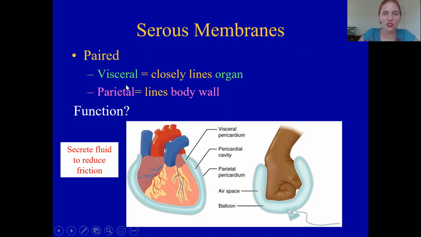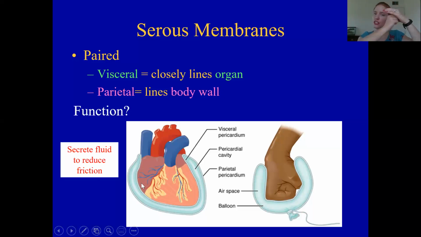Okay, so notice that they're paired. There's two of them. You have one that's called visceral, that closely lines the organ itself. And what I mean by that is it's stuck right on the outside of that organ. And then you have the parietal one, which is going to line the cavity that surrounds it. Usually it's like the body wall. Okay, so you have two membranes. Both of them are secreting serous fluid. And so as the organ moves, they're going to have less friction and they're not going to rub against each other.